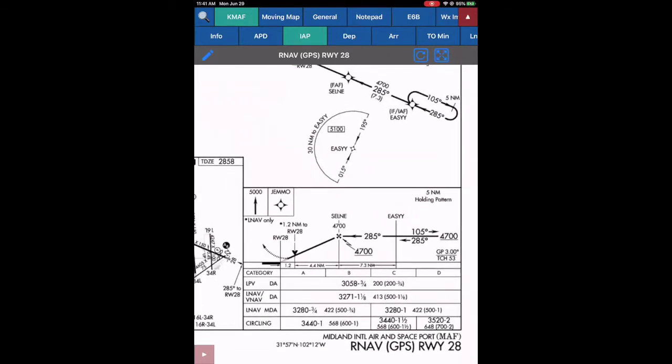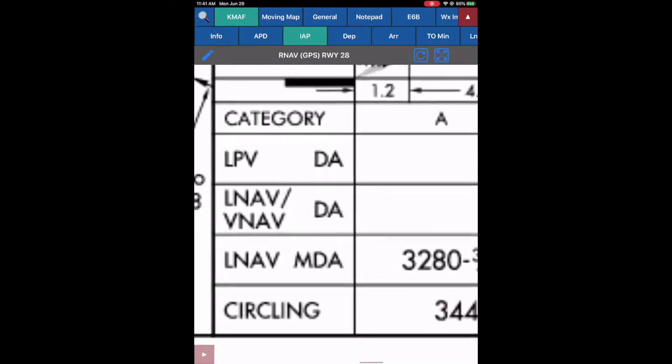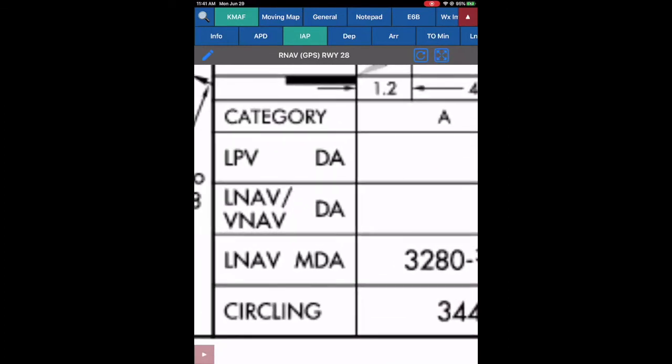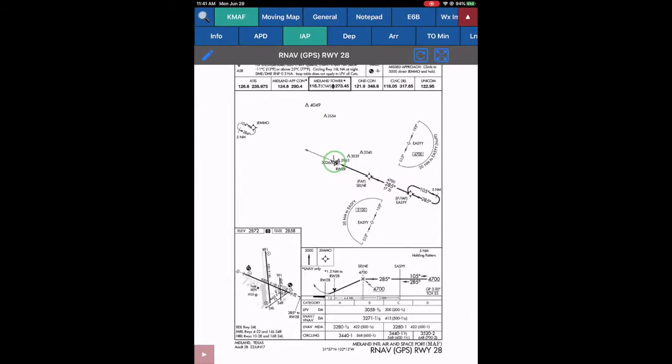Since this is a GPS approach, which of these minimums do I use? LPV DA, LNAV VNAV DA, LNAV MDA? Which of those do I use in my T6?